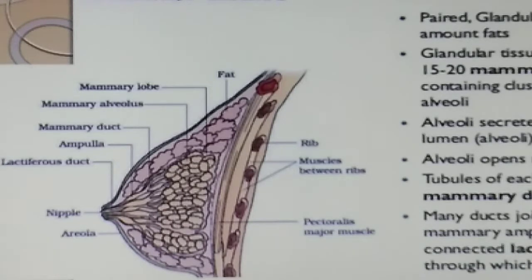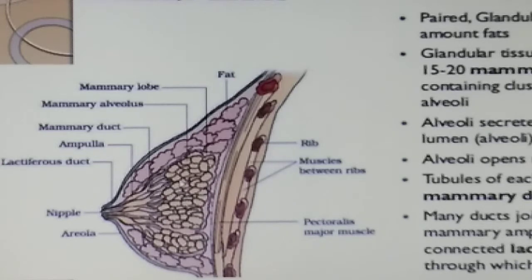Now students, the glandular tissue of each breast is divided into 15 to 20 lobes. So you can see here, this is the fat. These are the lobes, students. And these contain clusters of cells that are known as alveoli. So you can see here, these are the mammary alveoli. The yellow-like structure you can see here is the alveolus.